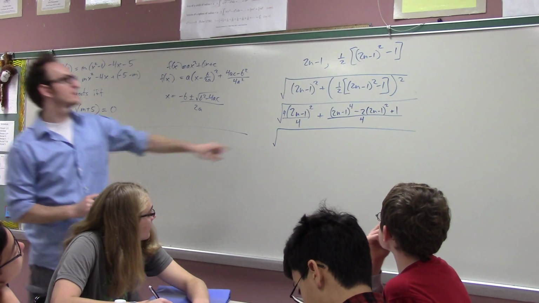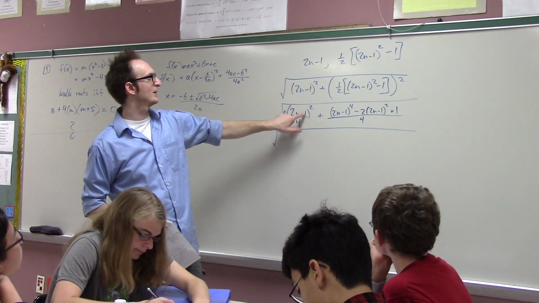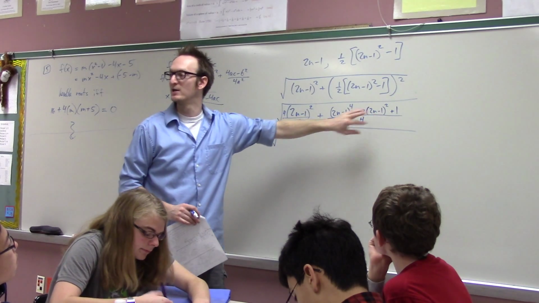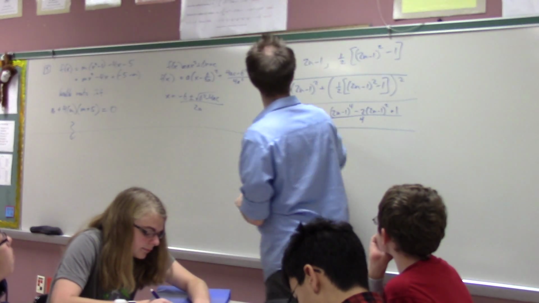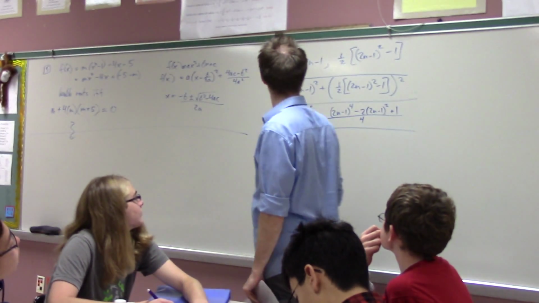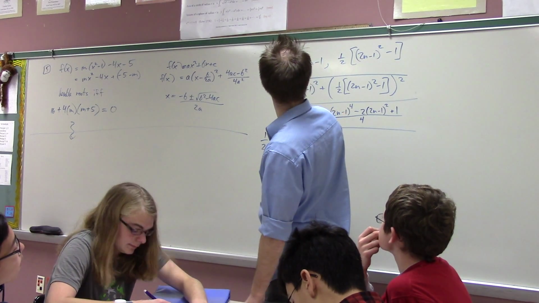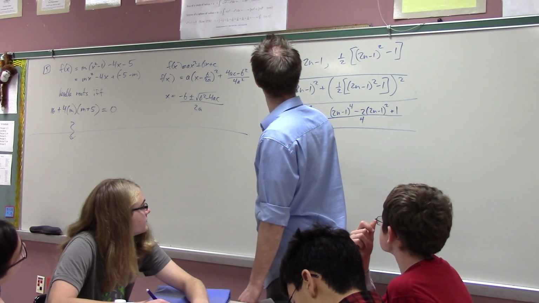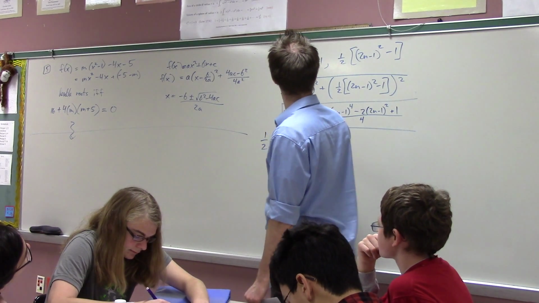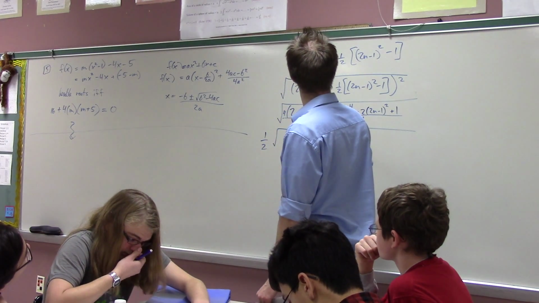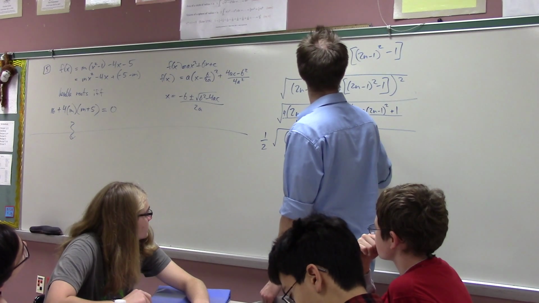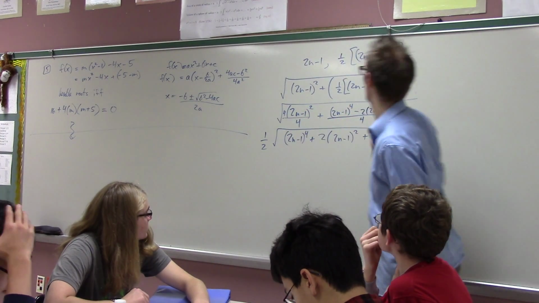Now what we see going on here is there are 4 of these 2n minus 1 squares. Over here there are 2 of them, so they kind of cancel each other out. There's a 4 in the bottom, so I'll take that out with a 1/2. Otherwise what I have is 2n minus 1 to the fourth plus 2n minus 1 squared plus 1. That minus became a plus because they added the 4 over.